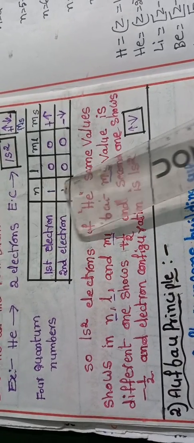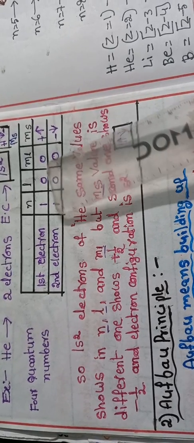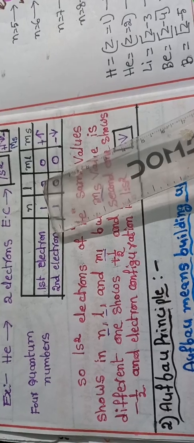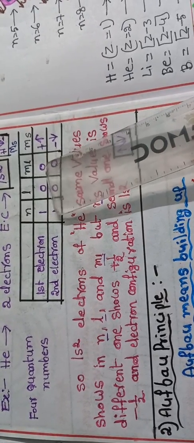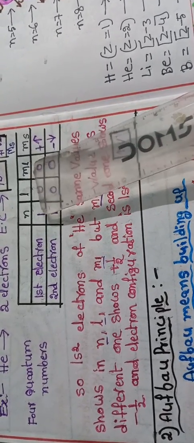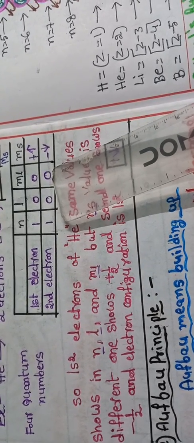Okay. Next, the 4 quantum numbers. Yesterday we learned about the 4 quantum numbers: n, l, ml, ms. How many electrons are there in one orbital? 2 electrons: the first electron and the second electron. For the first electron, principal quantum number is 1, and for the second electron, principal quantum number is 1. The l value of the first electron is 0 and the l value of the second electron is 0. Next, ml values. When the l value is 0, automatically the ml value is also 0. So the first electron's ml value is 0 and the second electron's ml value is also 0.